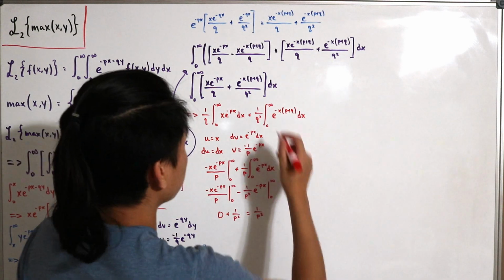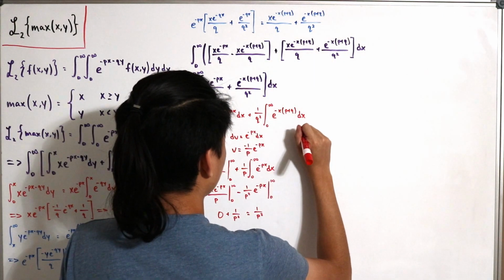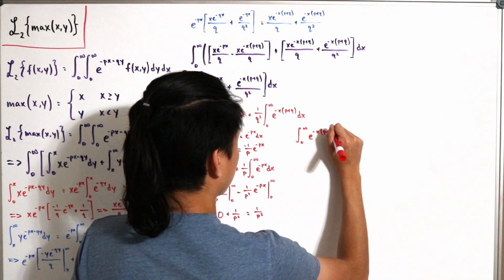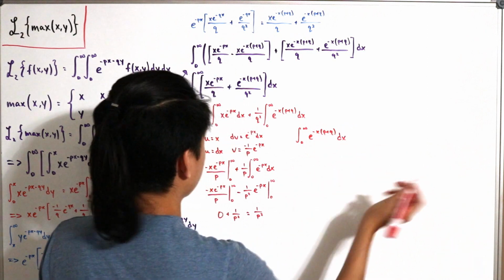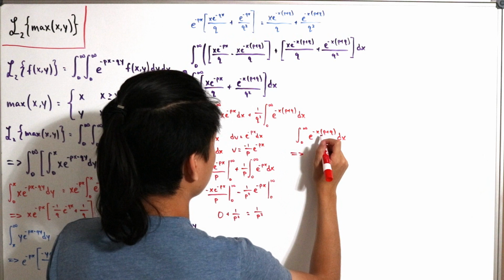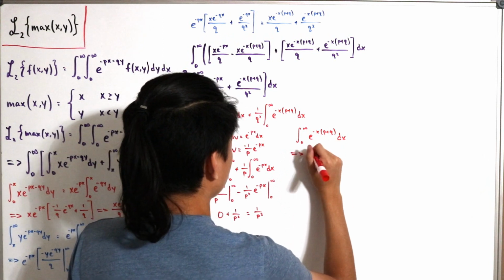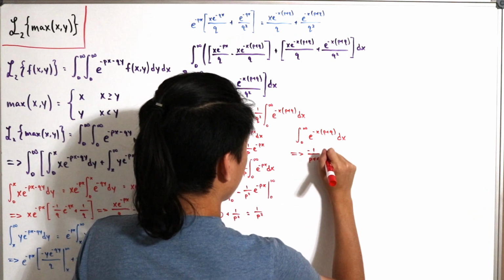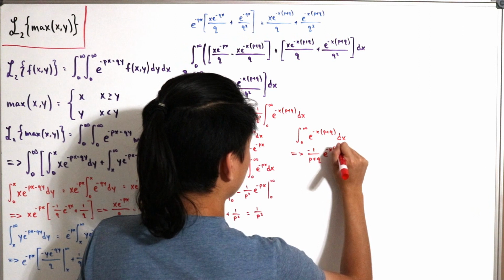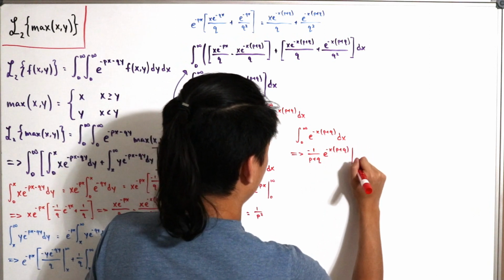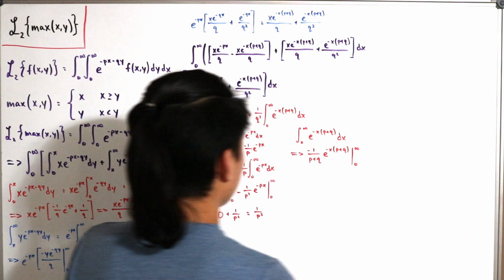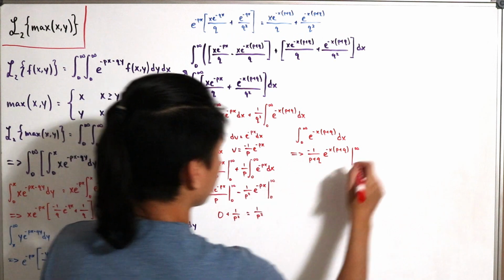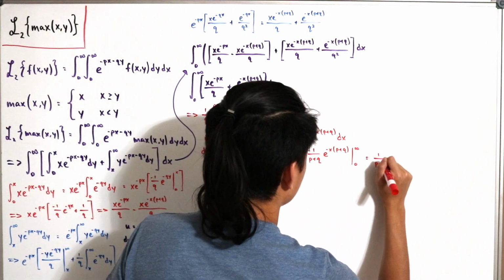Now to calculate the other integral, the integral from 0 to infinity of e^(-x(p+q)) dx. This is pretty simple, this is just u sub. So we have that this is just minus 1 divided by p plus q of e^(-x(p+q)), from 0 to infinity. Plug in infinity, the whole thing becomes 0. Plug in 0, you're just going to get 1, so this will be a minus minus, so this is just equal to 1 over p plus q.